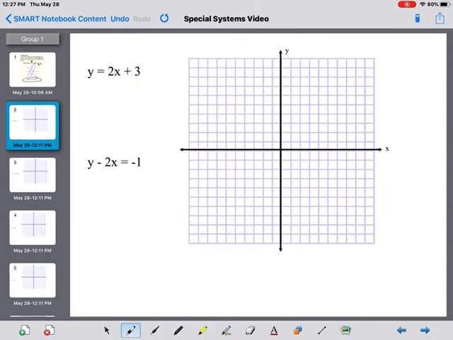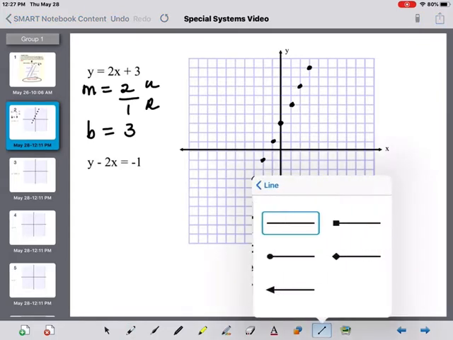So in this first example, y equals 2x plus 3. It's already in slope-intercept form, so I can see that I have a slope of 2 over 1 and a y-intercept of positive 3. So positive 3 will be the first point that I plot, and since the slope is positive, I will go up 2 and to the right 1 to get a couple of points going in that direction. I'm definitely going to go back to the y-intercept and go down 2 and to the left 1 to get some points going the other way.